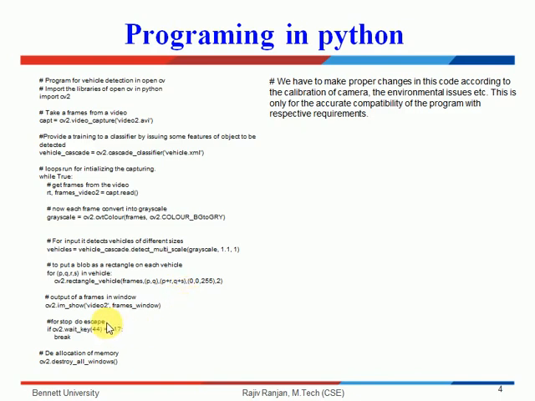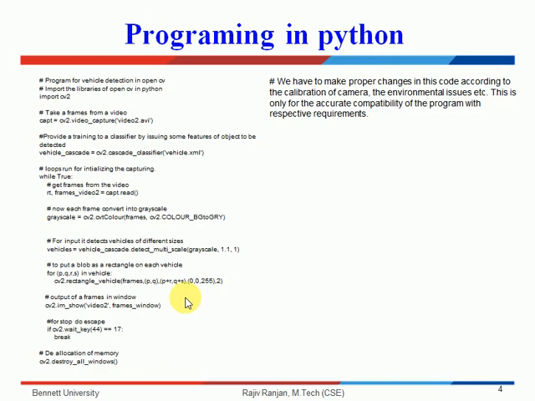The next thing is to show the video frames, the output video, with cv2.imshow, and you can finish this program with cv2.destroyAllWindows, and this is the simple program to just detect the vehicles from the video.